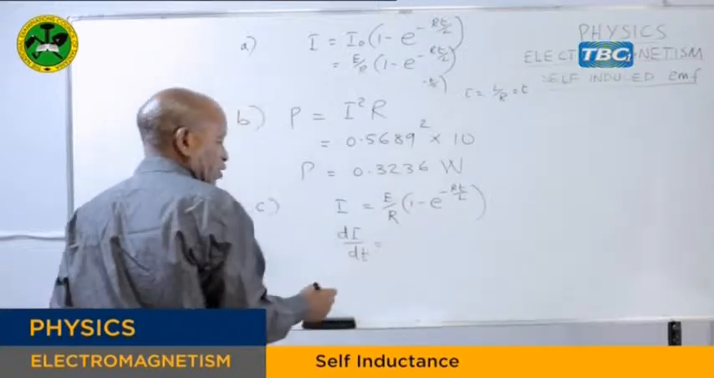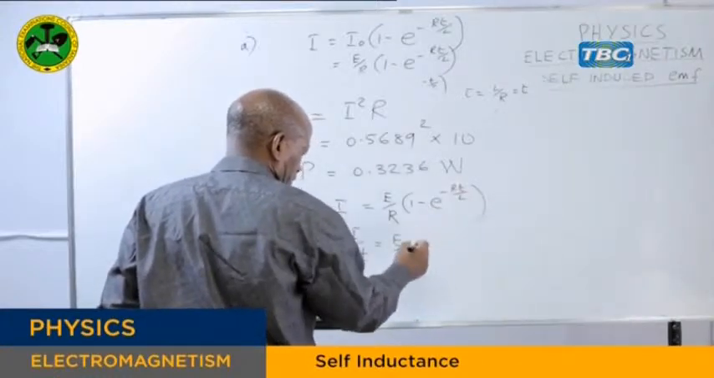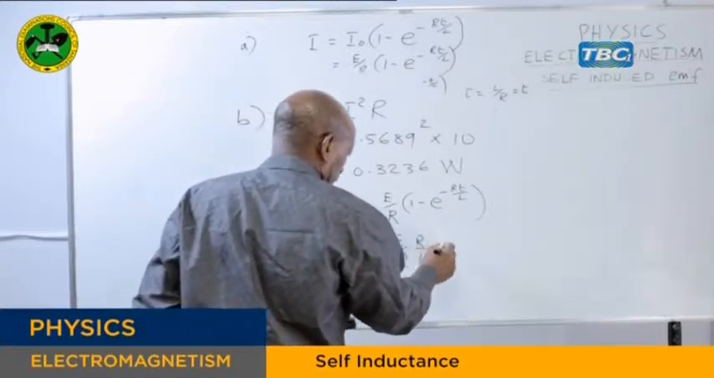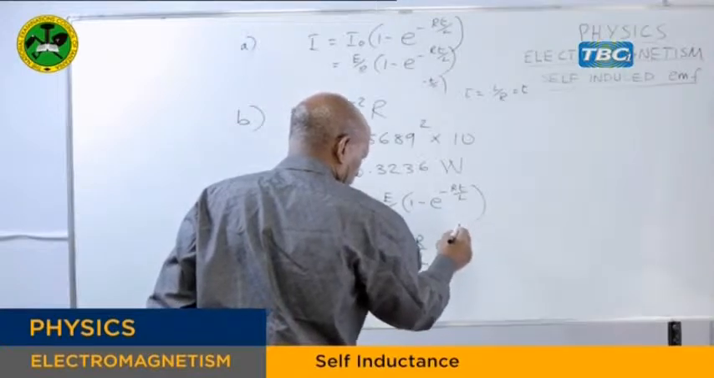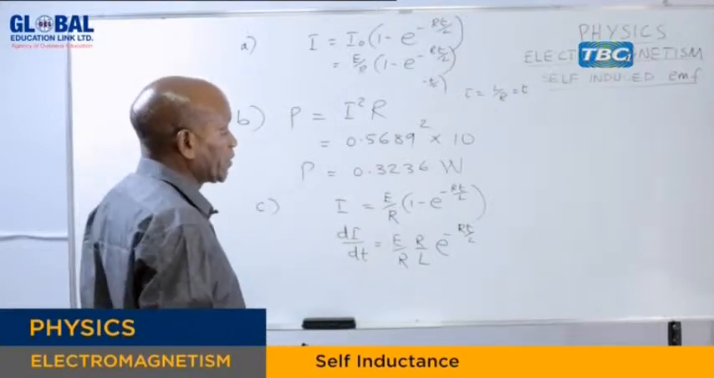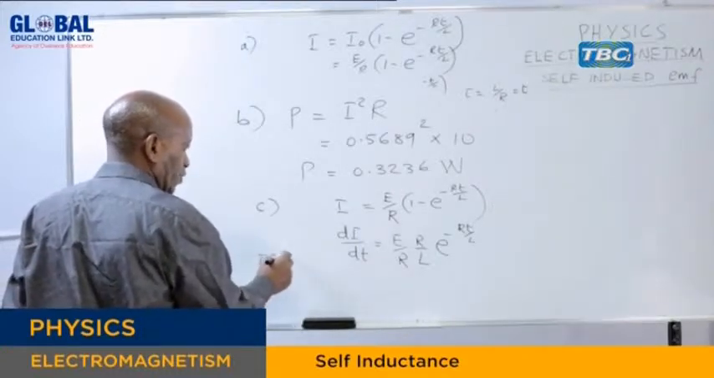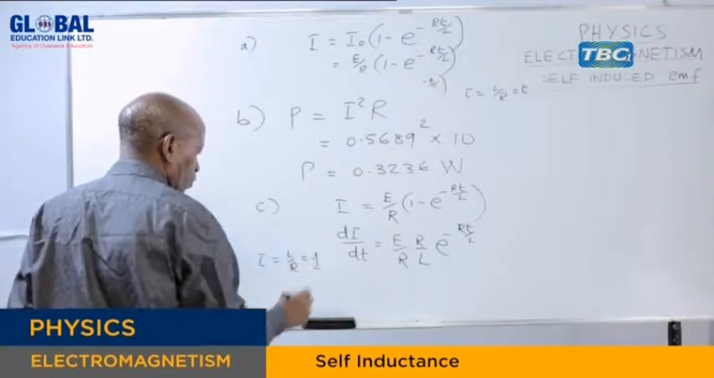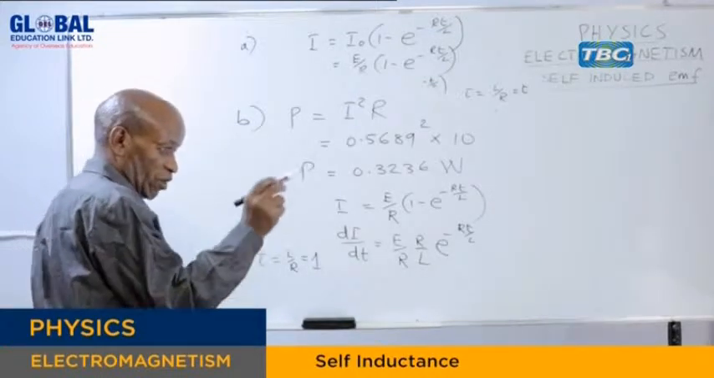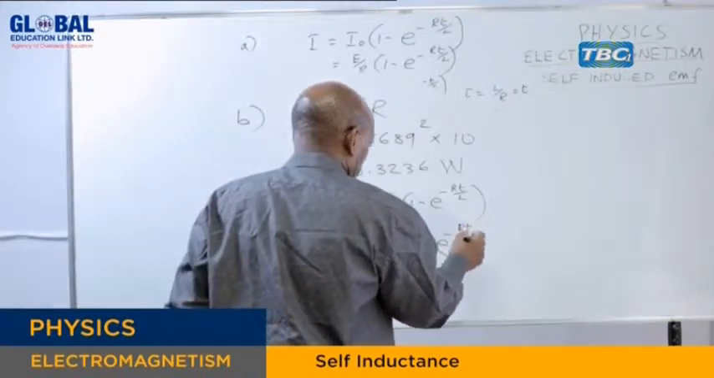Differentiating this with respect to time t, we get E over R times the derivative of this with respect to t, which will be R over L times e power minus Rt over L. But remember, the inductive time constant is equal to L over R. Here the time t is just equal to 1 inductive time constant.